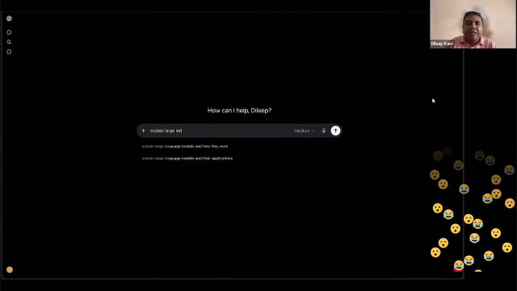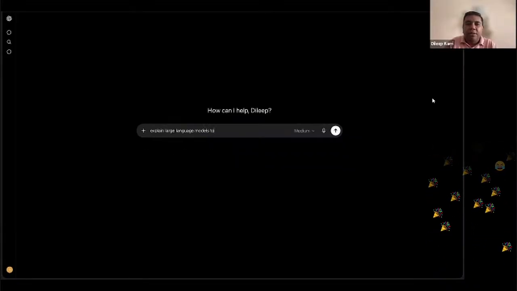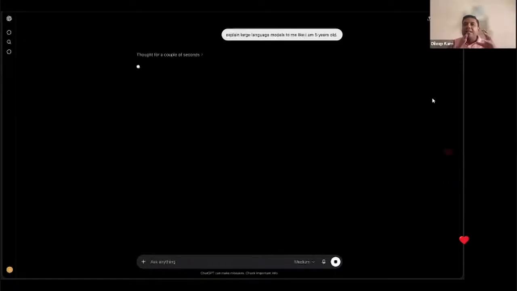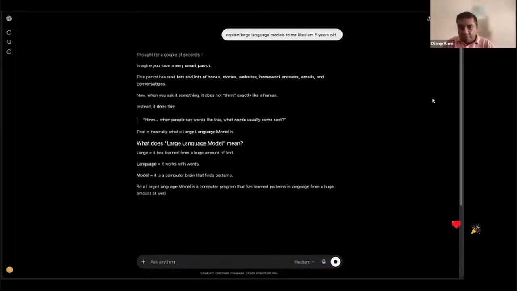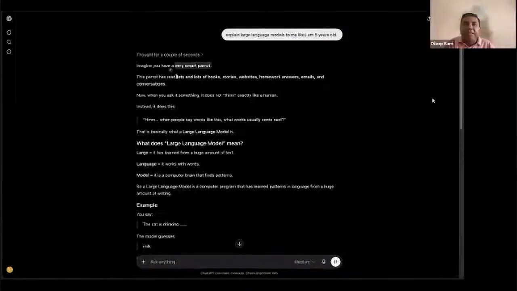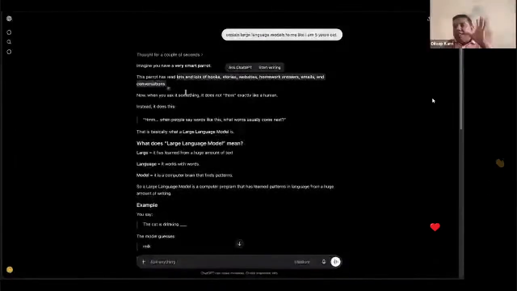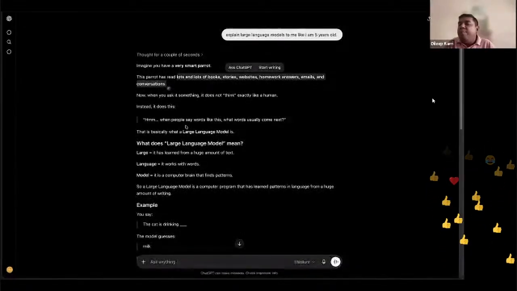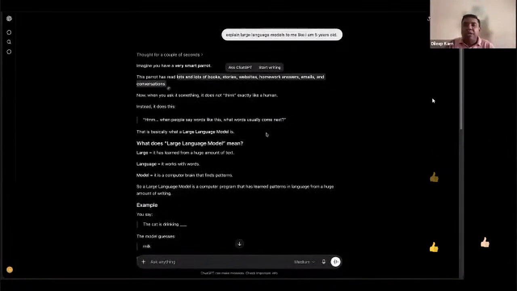Explain large language models to me like I am 5 years old. So I'm asking it to explain large language models like I'm 5 years old, and this is what it tells me. Imagine you have a very smart parrot, a parrot that has read lots and lots of books, stories, websites, homework answers, emails, and conversations. When you ask it something, it does not think exactly like a human. Instead, it thinks, when people say words like this, what words usually come next?